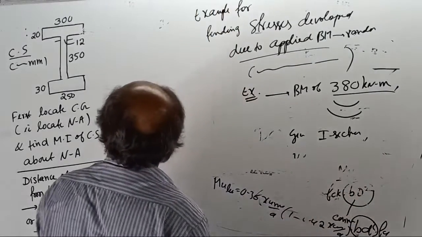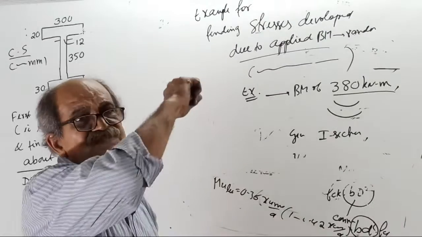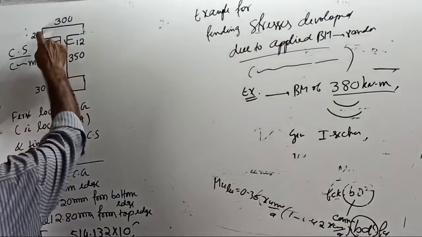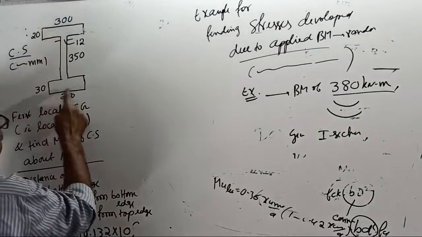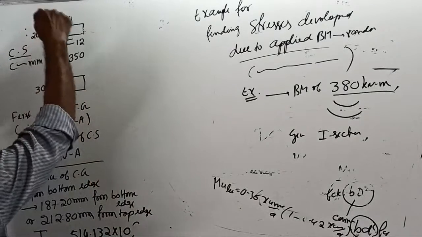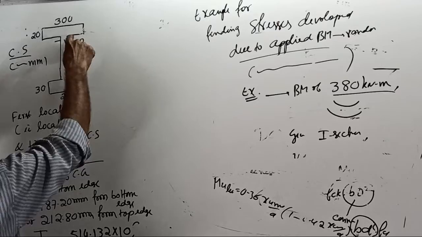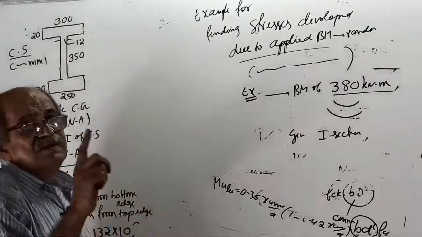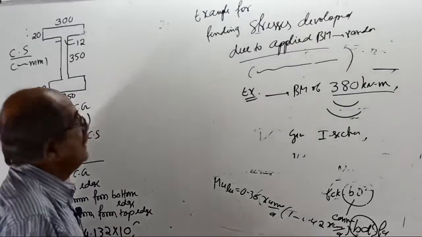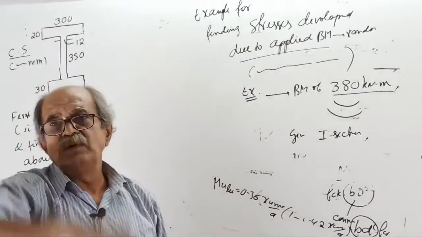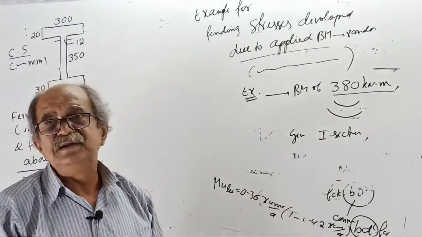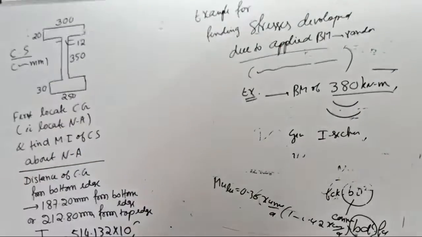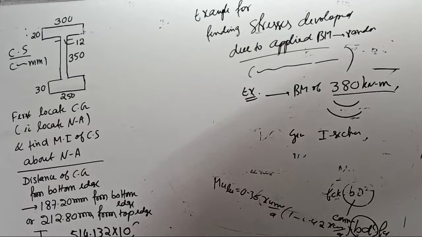I section of, see now, top flange 300 mm by 20 mm. Bottom flange 250 mm by 30 mm. Web of thickness 12 mm. And depth of web 300. He told depth of web is 350. Therefore, anybody can tell me what is the overall depth, later, not now. He told depth of web is 350. So what is the overall depth? What is the depth of web? Overall depth 400. Okay, that you do later.